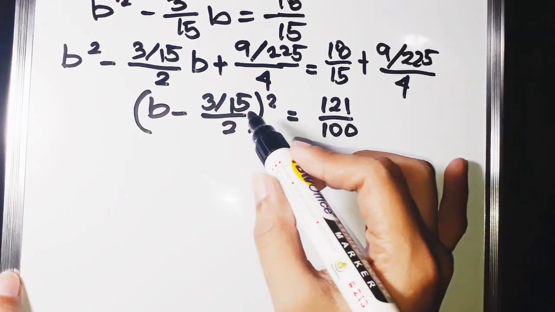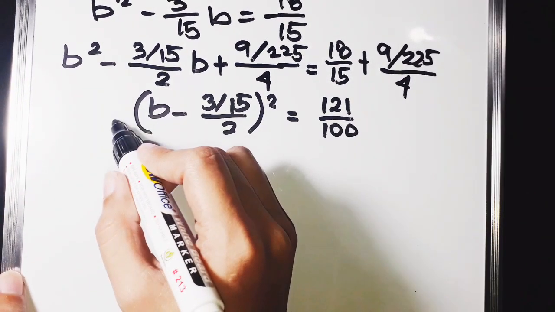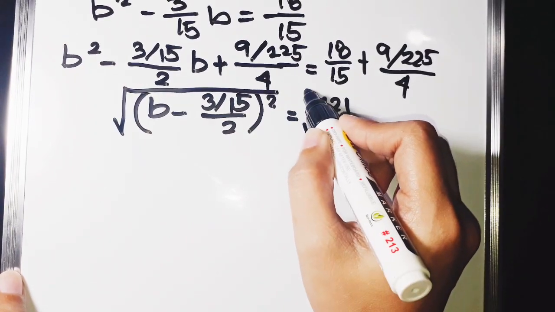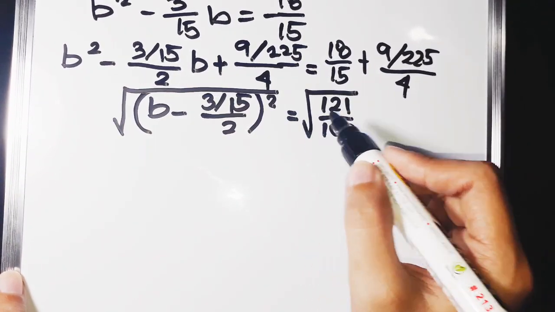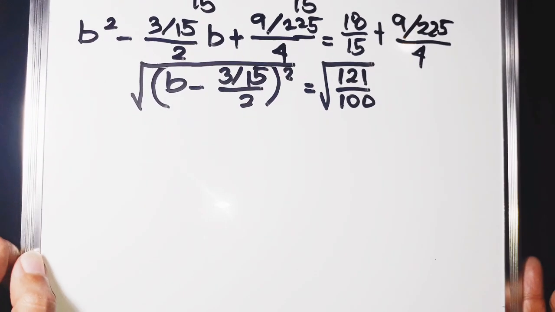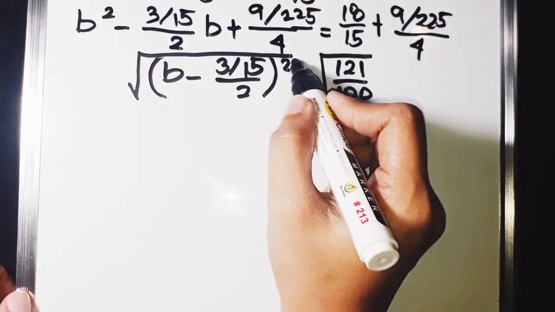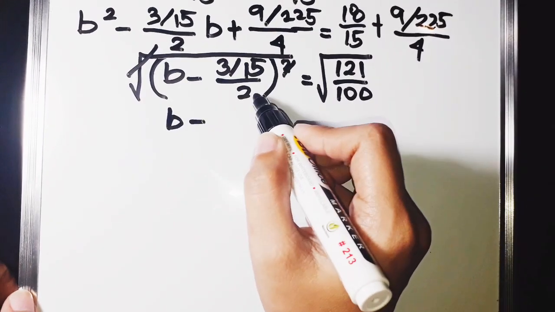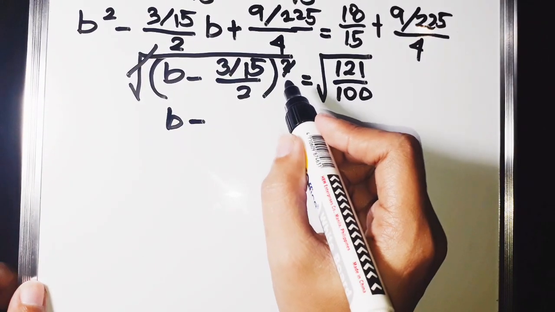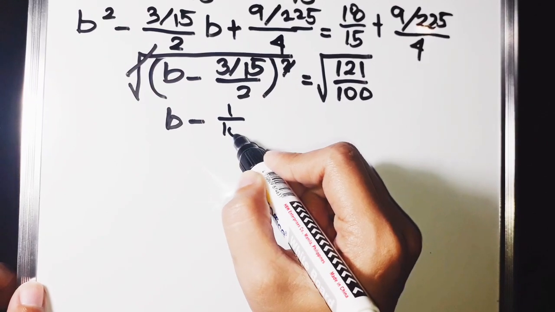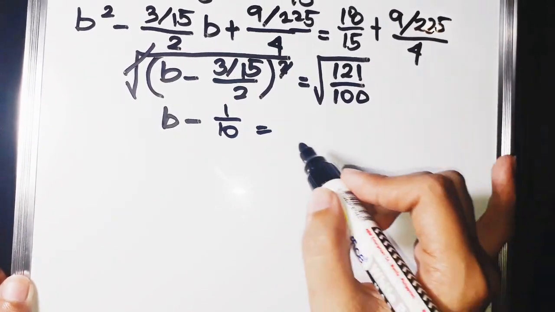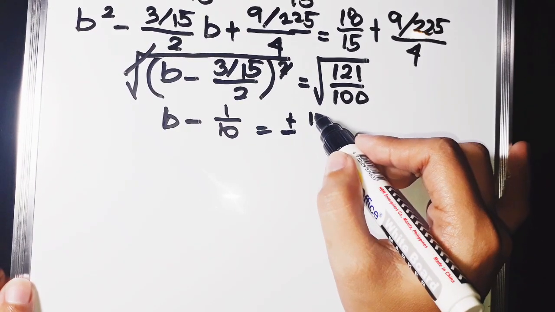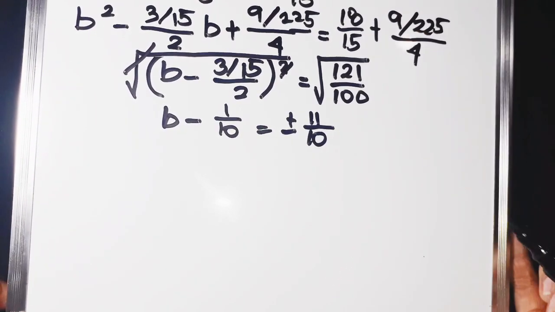Then our next goal is to eliminate the power. So to eliminate the power, you should put a square root. You should take the square root of both sides of the equation. Then this power will be cancelled. Then b minus, input this on your calculator, and you should have 1 over 10 is equal to positive and negative 11 over 10.